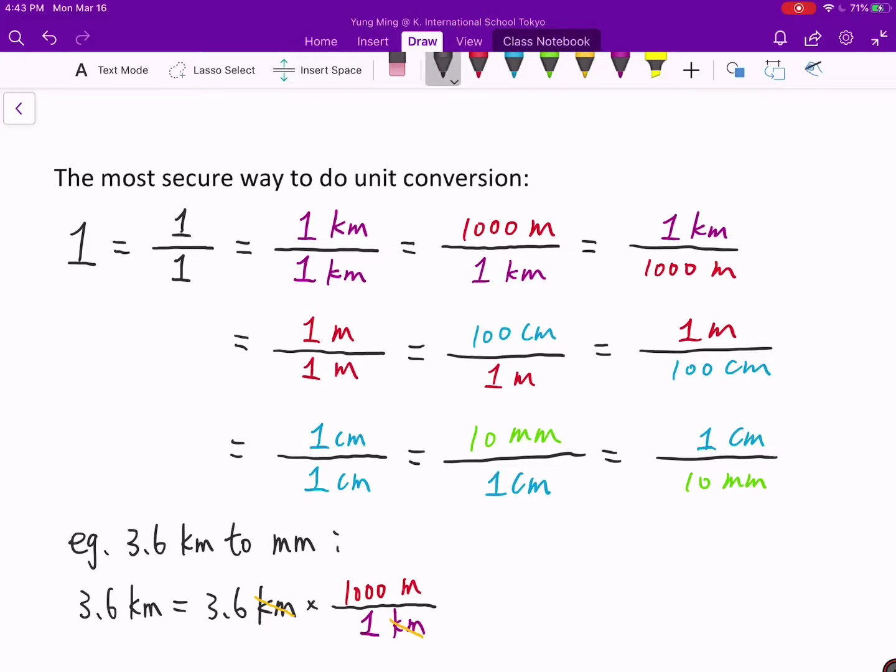So now I want to keep going until I see millimeters. Again, I don't want to see the meters anymore, so I want to cancel that out. I write the m on the bottom so that I can cancel the top and bottom later. I know that 1 meter is equal to 100 centimeters.